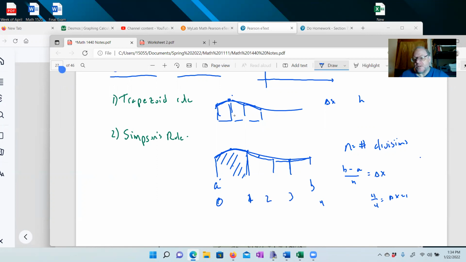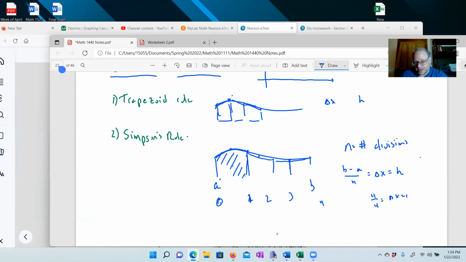If this comes out to some kind of a crazy fraction, we're just going to add that fraction. So this b minus a over n: the n is the number of divisions. B minus a is the total length of the curve we want to deal with. This will come out to be delta x or h. And this is just the step size we're taking from one point to the other point.